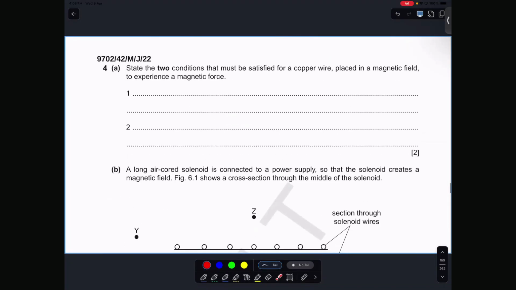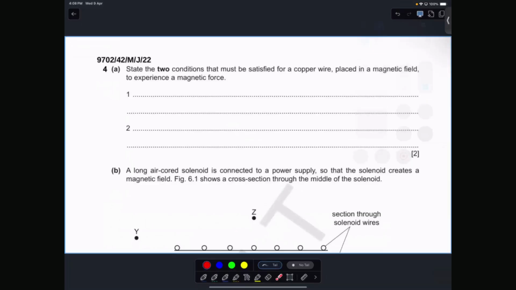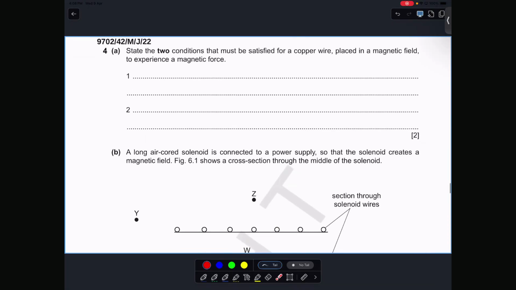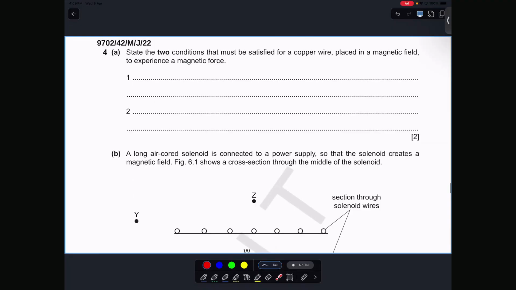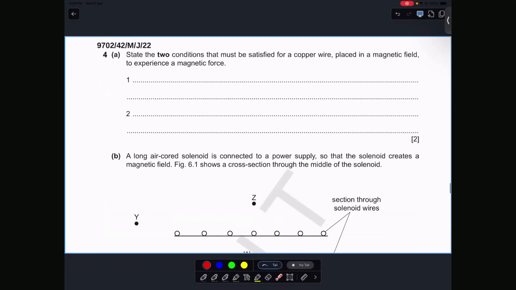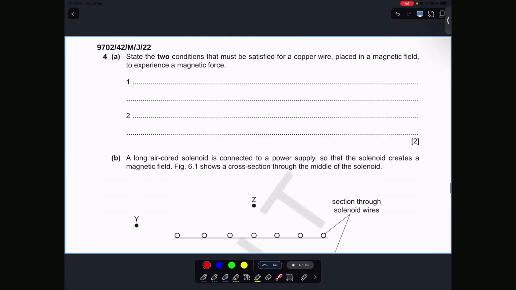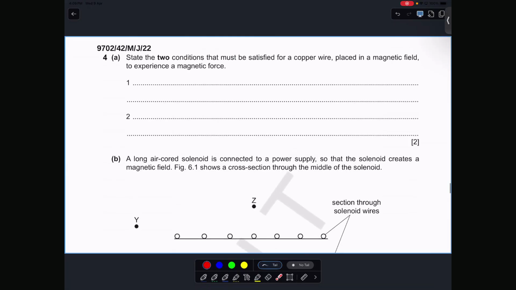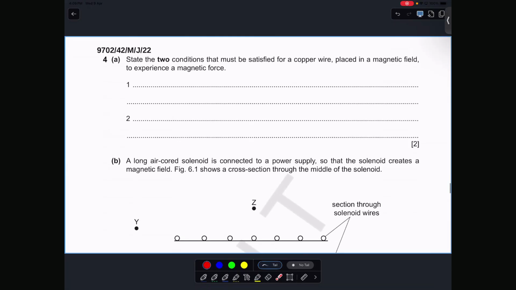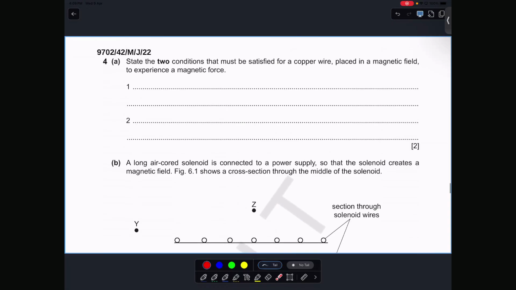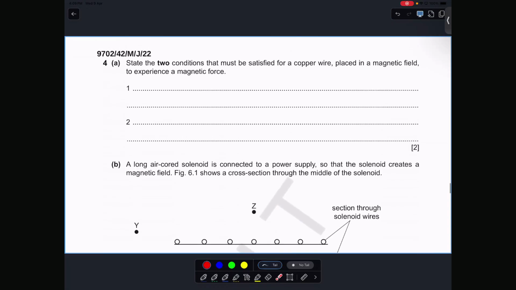State two conditions that must be satisfied for a copper wire placed in a magnetic field to experience a magnetic force. There must be current through it, and the current must be what to the magnetic field? Perpendicular. Okay. Normally there should be a current and there should be some angle. Fully perpendicular, you get the maximum, but you could say the other argument, which I feel is more appropriate: it can't be parallel.